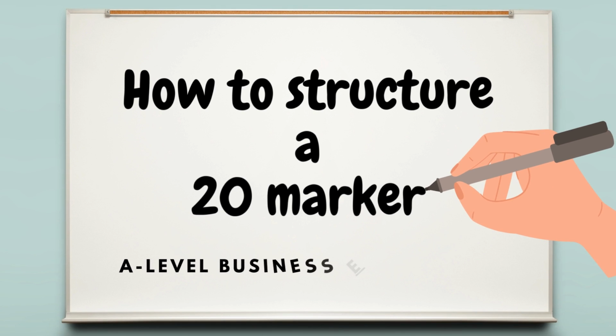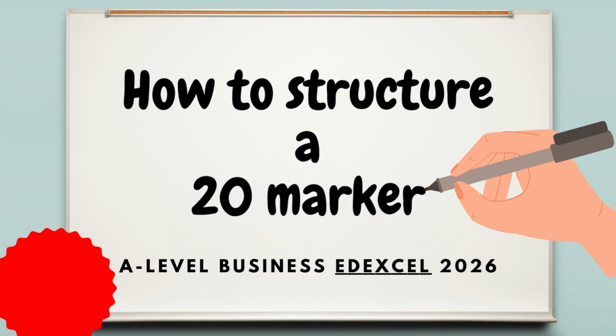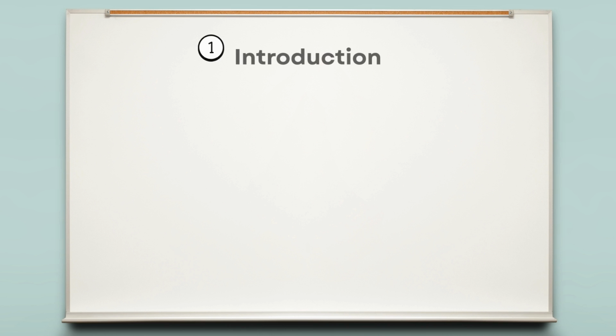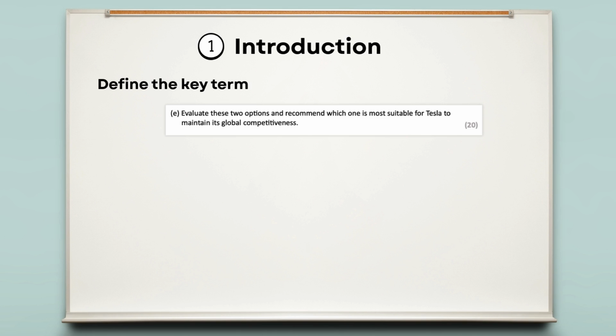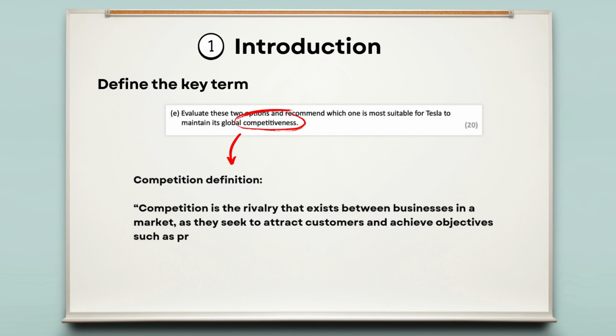This is how to structure an answer to a 20-mark question in A-Level Business Edexcel in 2026. So the first thing you're going to want to do is write your introduction. In the introduction, you will define the key term. In the question on the screen here, we can see the key term is circled in red and it is competitiveness. So we are going to define competitiveness.